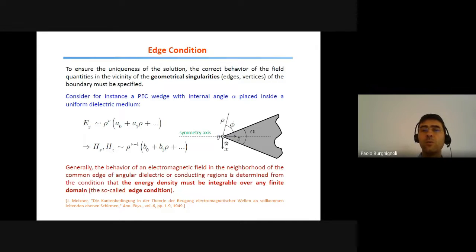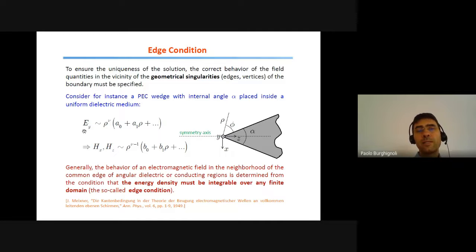There is some information about the behavior of the field in the vicinity of the rim. So now here I have drawn a general situation in which we have a wedge made of some material, for example, a perfect conductor. This is represented here in gray, with some internal angle alpha that would be equal to 0 for our problem, since we have a half plane. Then the usual coordinates. In addition, we have the polar coordinates, rho, which is the distance from the rim or the edge of this wedge, and phi, the angle in polar coordinates.